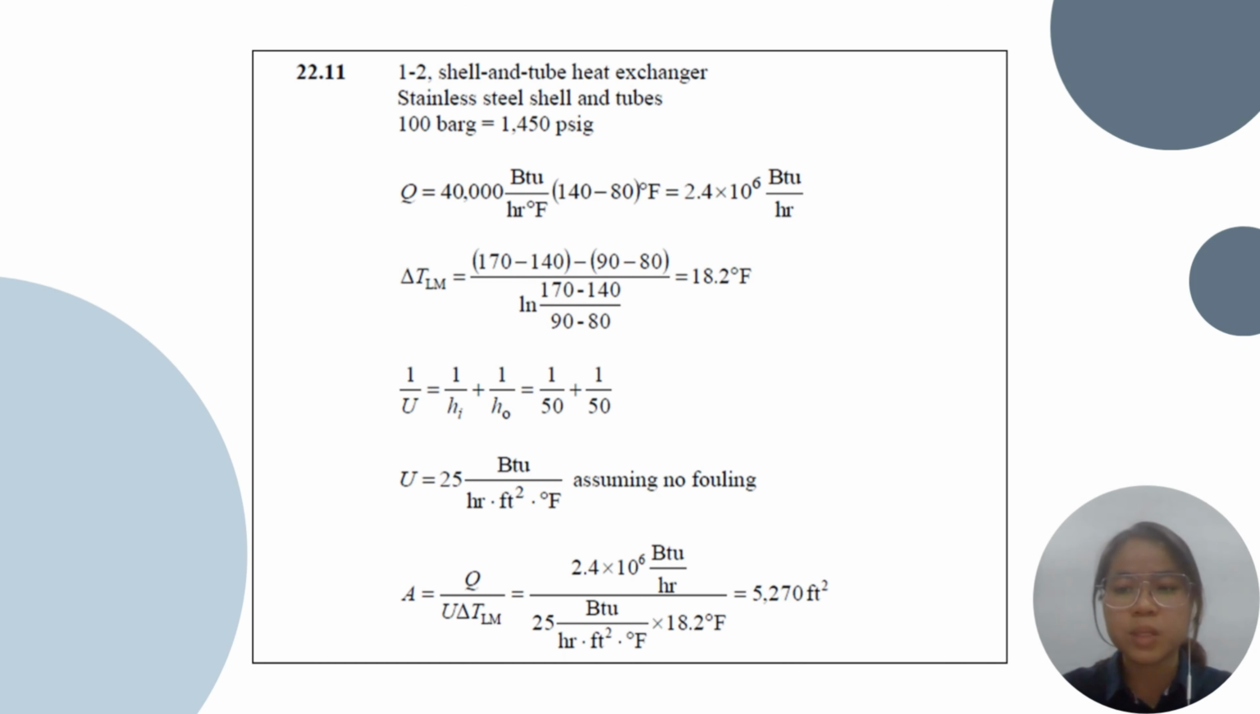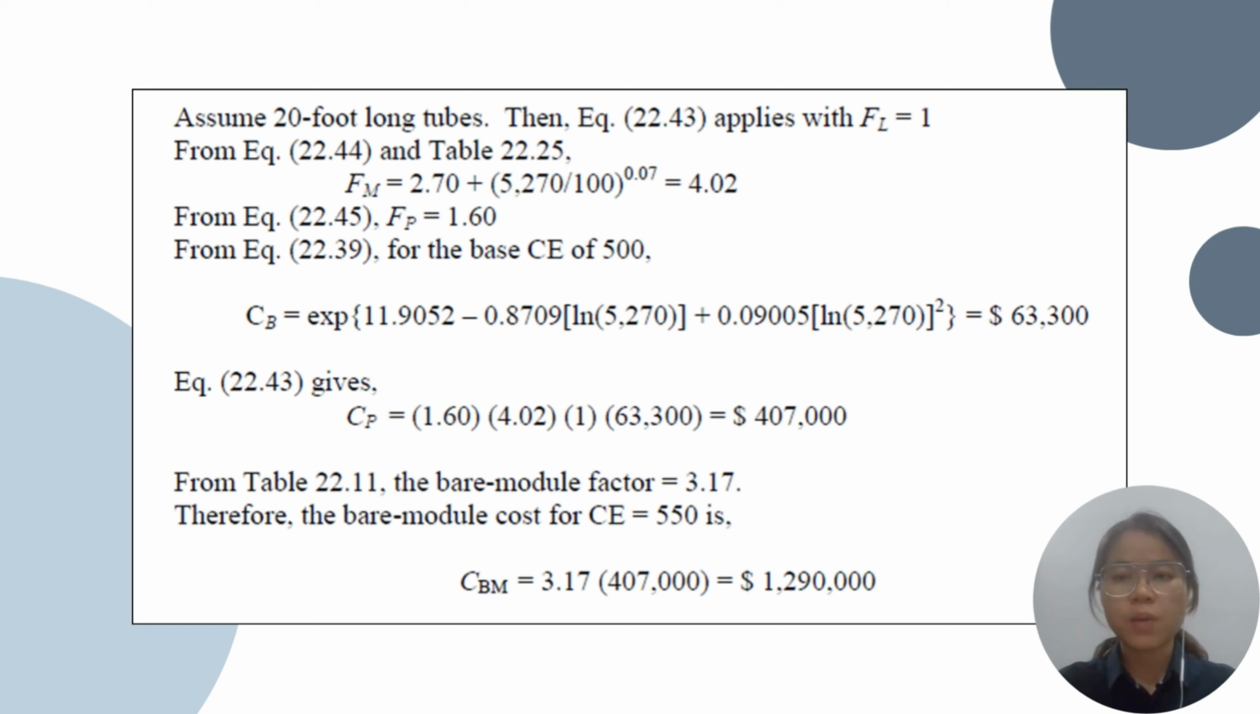To find the size, we need the overall heat transfer coefficient. Since both the tube side and shell side coefficients are 50, and assuming no fouling, our U value is 25. Dividing our duty by U and the LMTD gives us a required surface area of approximately 5,270 square feet.